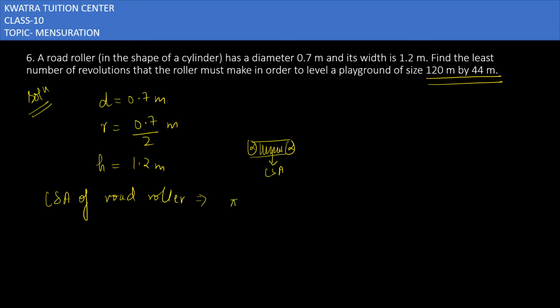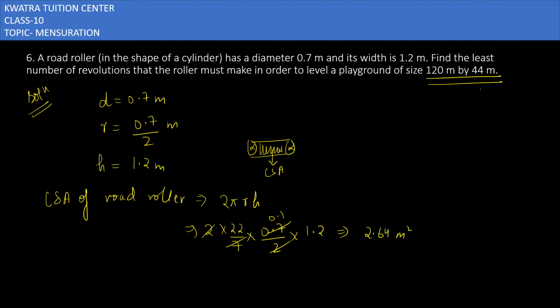It will be 2 pi RH, and then you can put the value of pi in it, that is 22 by 7, R in it which is 0.7/2, then H in it which is 1.2. So you can cancel 2 with 2, 7 with 0.7, it will give you 0.1. Just multiply these three. You will get the answer as 2.64 meters square.